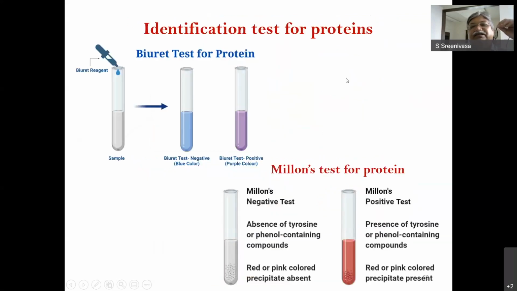For identification of protein, the biuret test is there, and Millon's test is there. One can carry out the biuret test: if it is negative it stays blue, and if biuret positive, we can say they are proteins. Millon's test is negative in the absence of tyrosine or phenol, etc. Once the structure of the molecule is known, what to do with it in future? Why have we studied the structure of these molecules so intensively? Because this structure is very, very important in designing drug molecules.